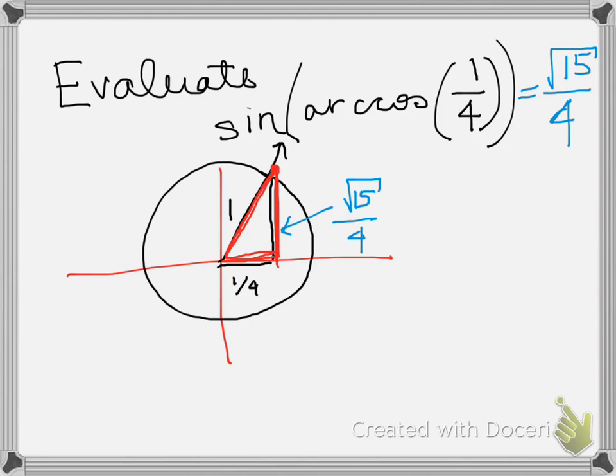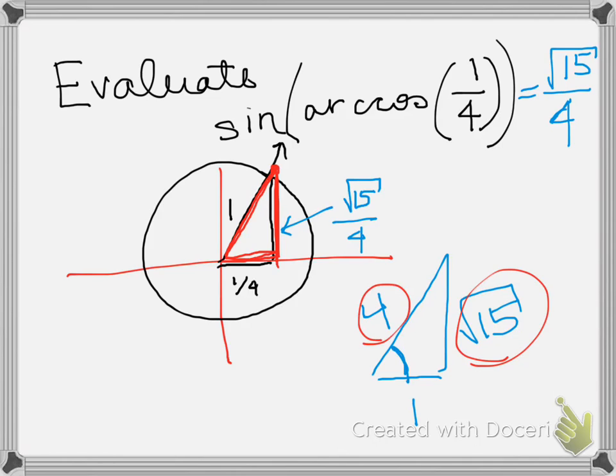Alternatively, you could have just thought about this as the triangle. Remember that arc cosine is going to give you an angle in the first quadrant, and so that means that sine is going to be positive at that angle. And I could have taken this triangle to be 1/4 if this is my angle. And then this last side would have been square root of 15. So again, the sine of this angle is going to be square root of 15 divided by 4.